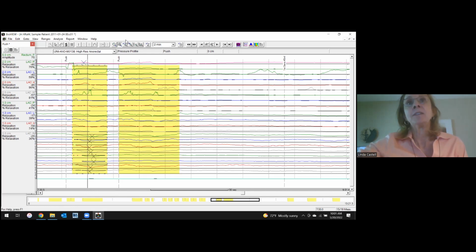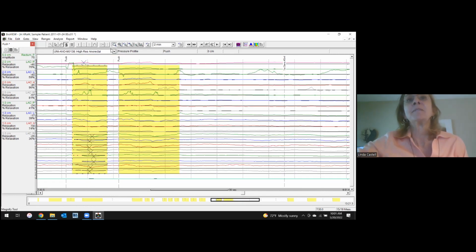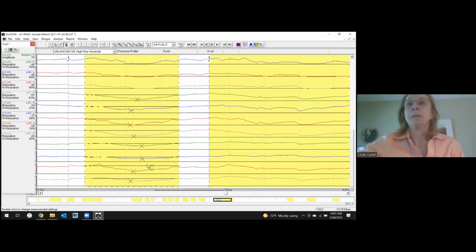So I'm going to magnify, oops, that's not the one I want, this one. I'm going to magnify that so you can see this a little bit better. Oh, that's too much, sorry. I'll try again. Okay, so here the computer sees the very lowest dip right here and here and here. So it's placing the X at the very, very lowest pressure. So this patient has a normal push.